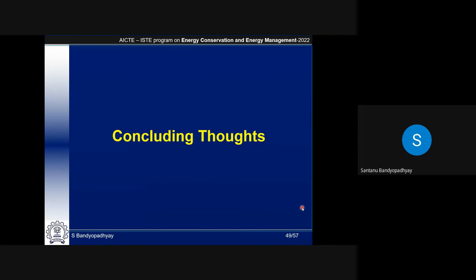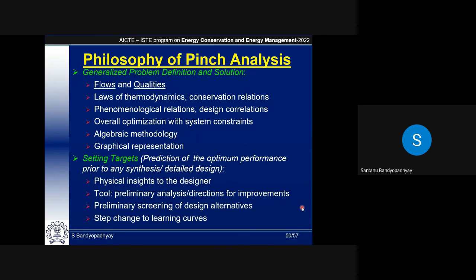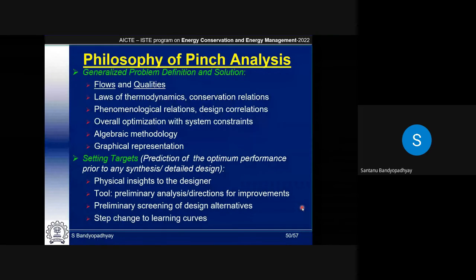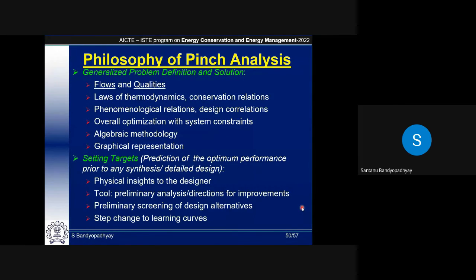Let me go through the concluding thoughts. The first point that I want to make sure of is that you understand the philosophy of pinch analysis. The first point is the generalized problem definition. We talked about flows and qualities: flows such as heat, qualities such as temperature. But it can be even water or contaminant, hydrogen and purities.